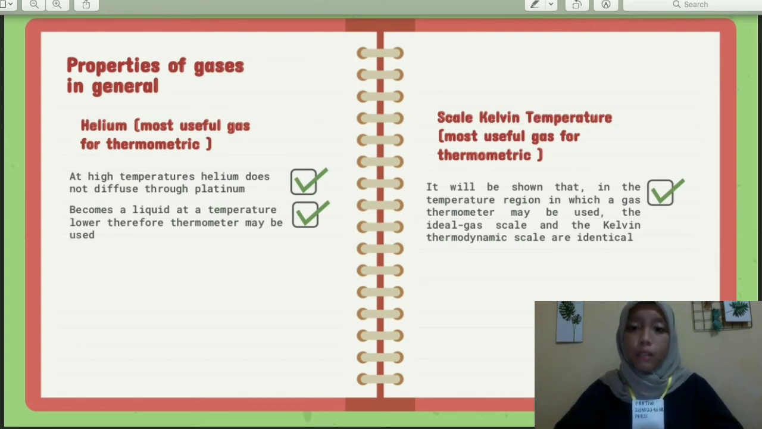The second is that it becomes a liquid only at very low temperature, so the thermometer can still be used. So helium can be used in two conditions: it does not diffuse at high temperature, and as a liquid it can be measured too with a thermometer. For temperature, we have the Kelvin scale because this is most useful for gas thermometry. It will be shown that in the temperature region in which a gas thermometer may be used, the ideal gas scale and the Kelvin thermodynamic scale are identical.